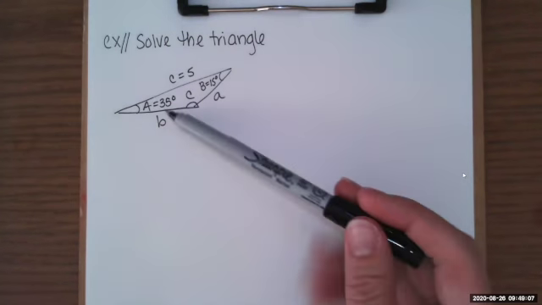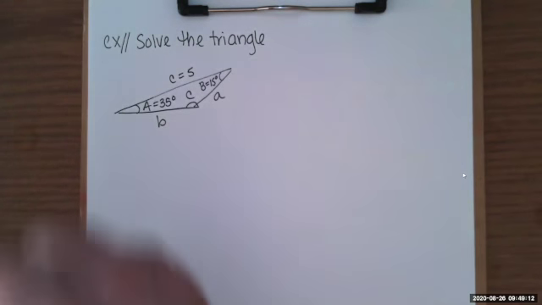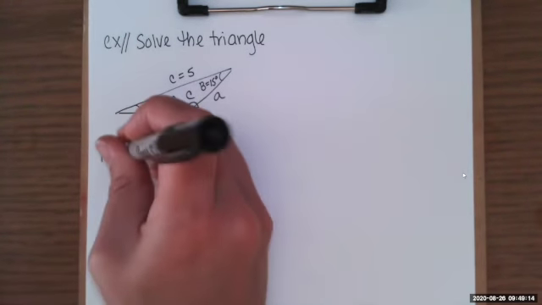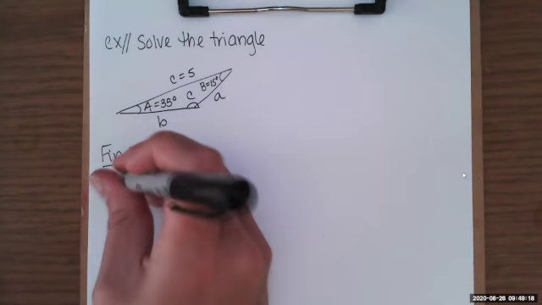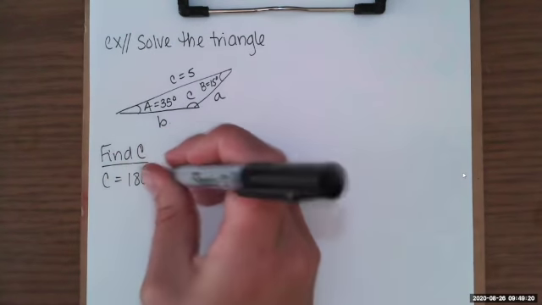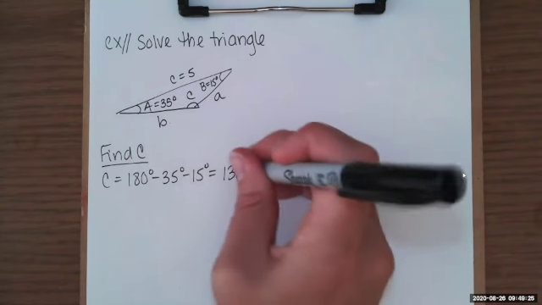So here we're in the case angle, side, angle. So the first thing we should do is find our third angle. We know that our three angles in a triangle always add up to 180. So we have that angle C is 180 minus 35 minus 15, which is 130.